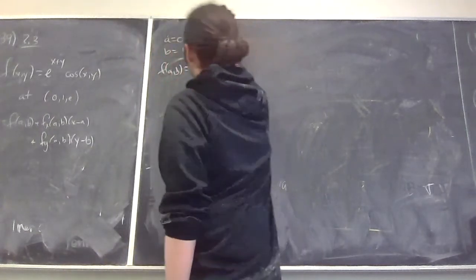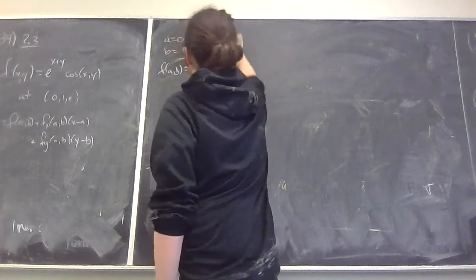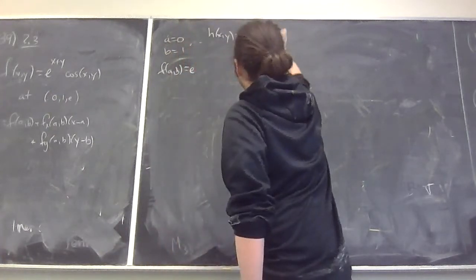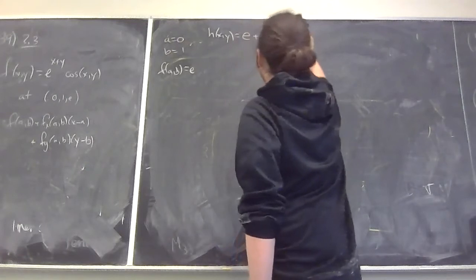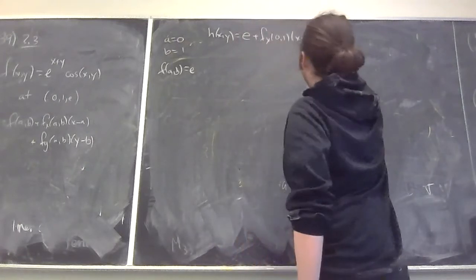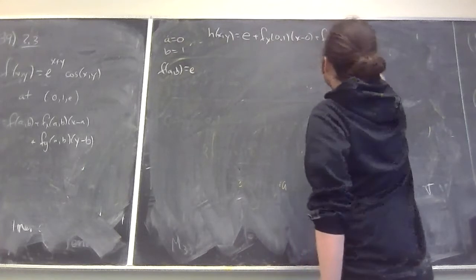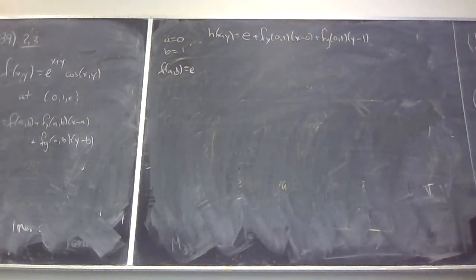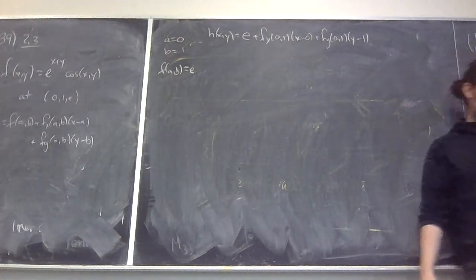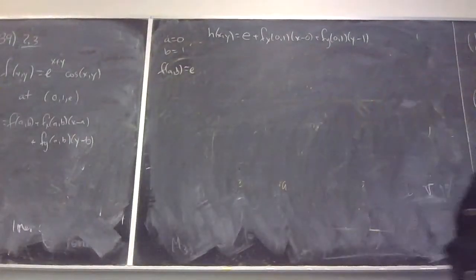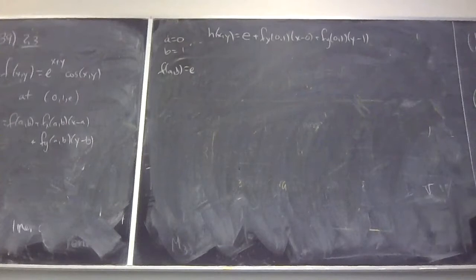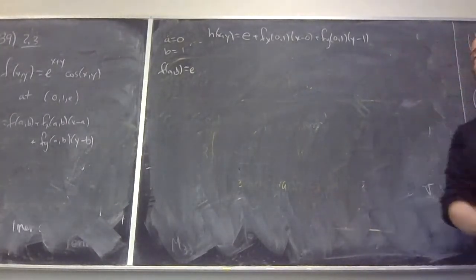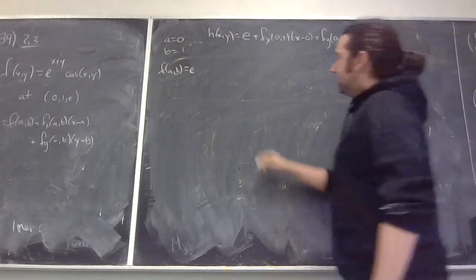Now, at least I can reduce the problem with this. h of x and y equals e plus f_x at (0, 1) times (x minus 0) plus f_y at (0, 1) times (y minus 1). So making progress. We got one more thing we got to do, which is find these partial derivatives, right? To evaluate the slopes in the partial derivative directions.